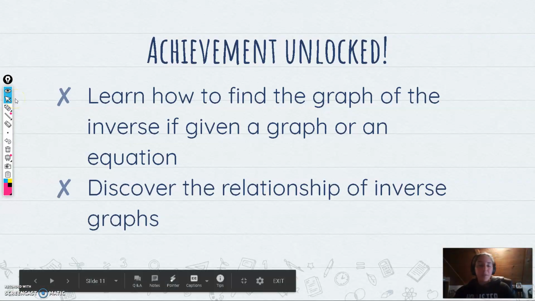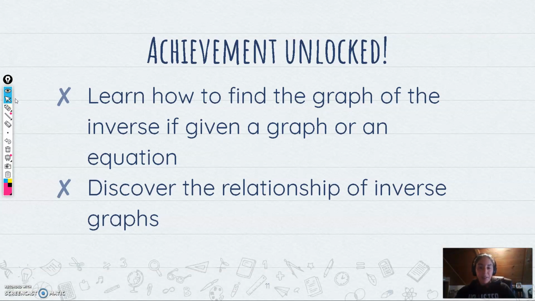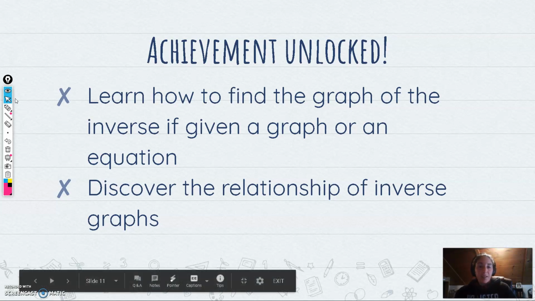So, achievement unlocked. We did indeed learn how to find the graph of an inverse if given the graph or an equation. Get the table of points for the original graph, whether you pull them off the graph or find them yourself manually from the equation. Switch the x's and y's, get yourself a new table, plot the points of your new table, and you have your graph and your inverse on the same graph. Done. And then the second thing we figured out is the relationship of inverse graphs. They are reflections over the line y equals x, or they reflect over the diagonal.